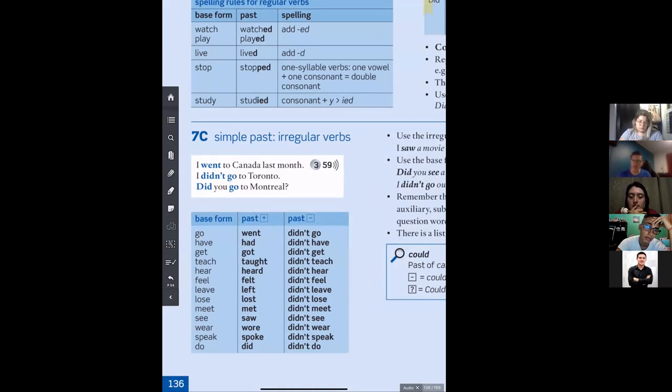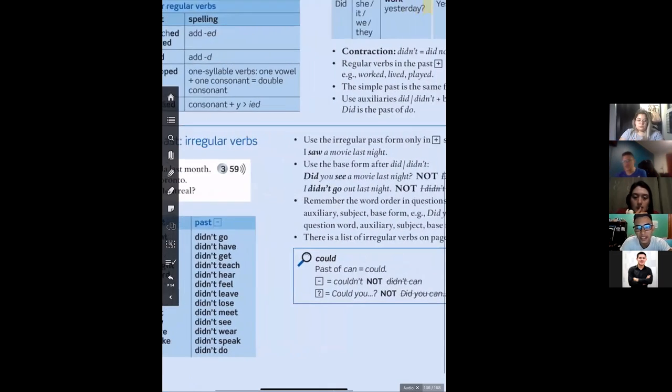Okay, very important. If it is the negative, if you want to say that the person didn't do something, remember that the verb goes back to the simple form. Okay, questions up to here? Okay, let's take a look.